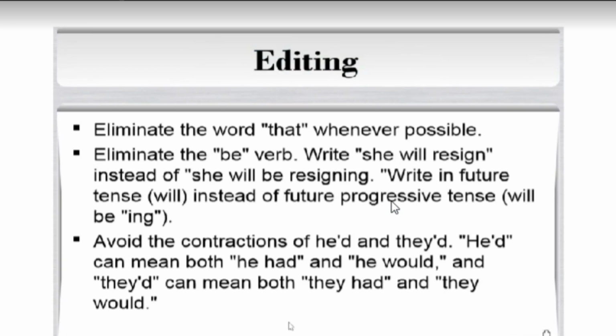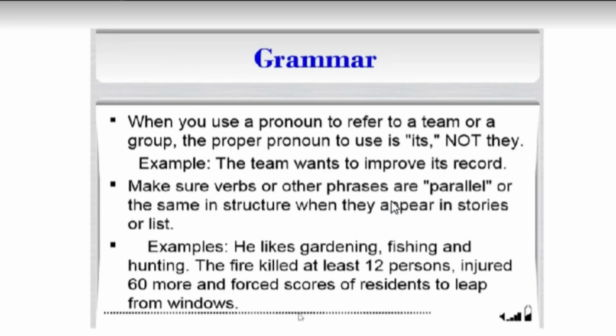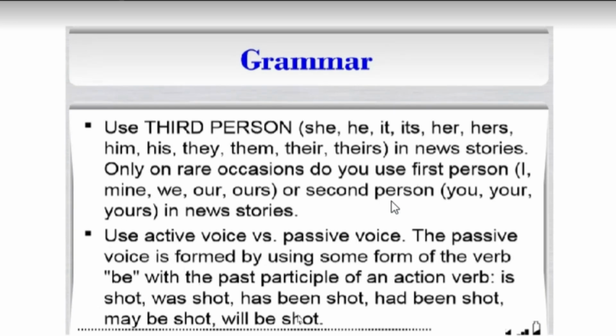Okay, eliminate the word "that" whenever possible. Eliminate the "be" verb. Right, "she will resign" if that's your story, instead of "she will be resigning." So it should be direct, okay? Write in future tense instead of future progressive tense. Avoid contractions. Please remember that. "He'd" can mean both "he had" and "he would." "They'd" can mean both "they had" and "they would." When you use a pronoun to refer to a team or a person, use "it's," not "they." Make sure verbs or other phrases are parallel, or the same in structure, when they appear in your stories. Okay, use third person point of view, and use active voice versus passive voice.